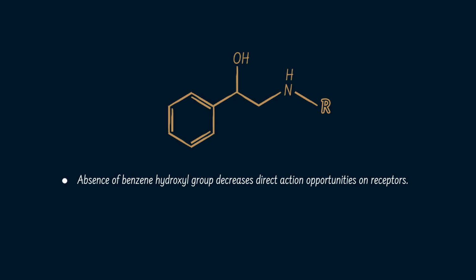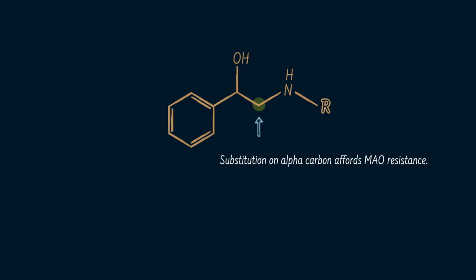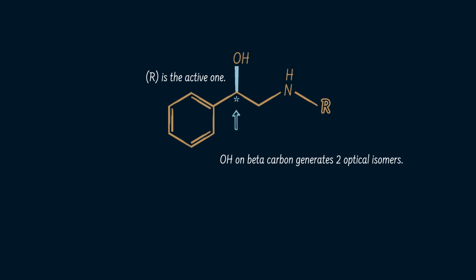Absence of benzene hydroxyl group decreases direct action opportunities on receptors. A 2-carbon bridge is optimum, while increasing the length to 3 or 4 provides an antagonist. Substitution on alpha carbon affords MAO resistance. Hydroxyl group on beta carbon generates 2 optical isomers. R is the active one. Let's start with the catecholamines.